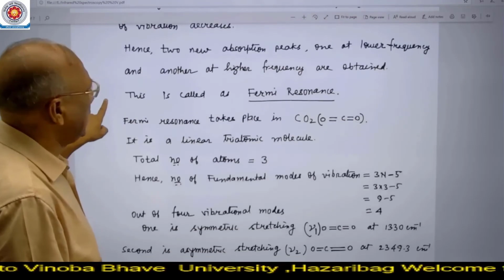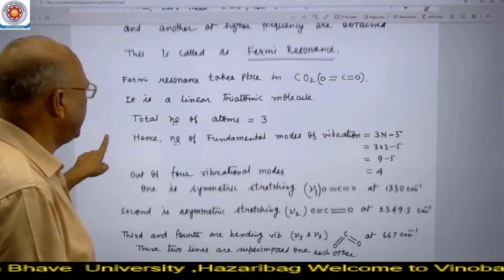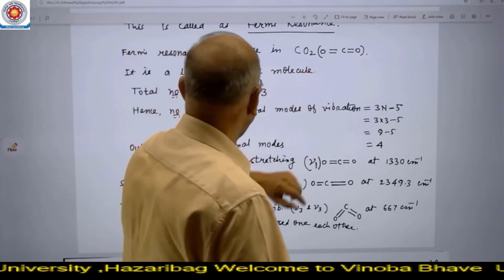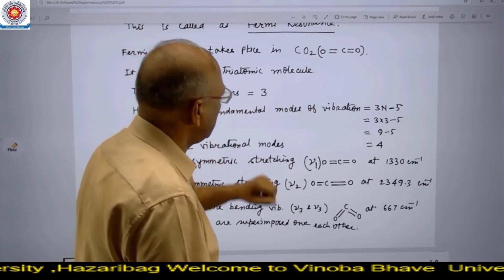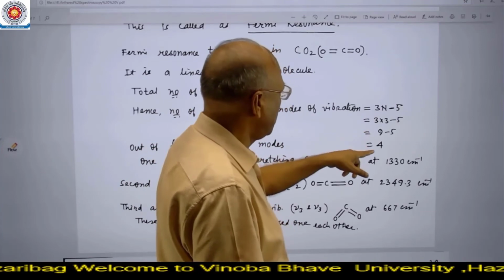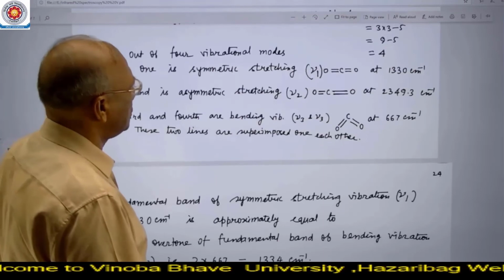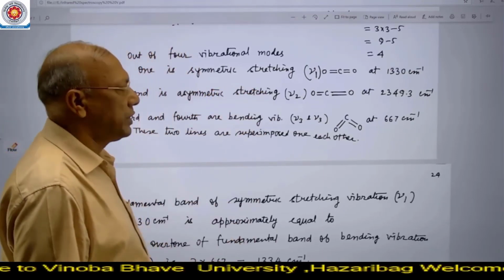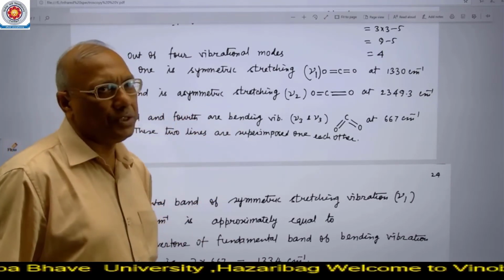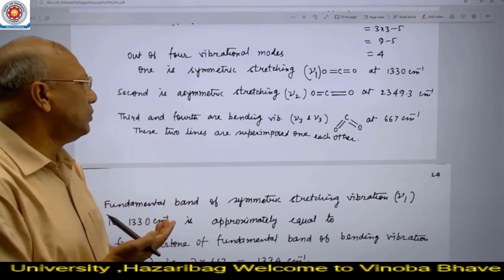This Fermi resonance can be understood with the example of carbon dioxide. Let us take the example of carbon dioxide where Fermi resonance takes place. This is a linear molecule, and the total number of atoms is 3, so the number of fundamental modes of vibration will be 4, according to the formula 3n minus 5. Out of these 4 vibrational modes, one mode is symmetric stretching, which I have just explained, another is asymmetric stretching, which is also explained here, and the third and fourth are bending modes of vibration.